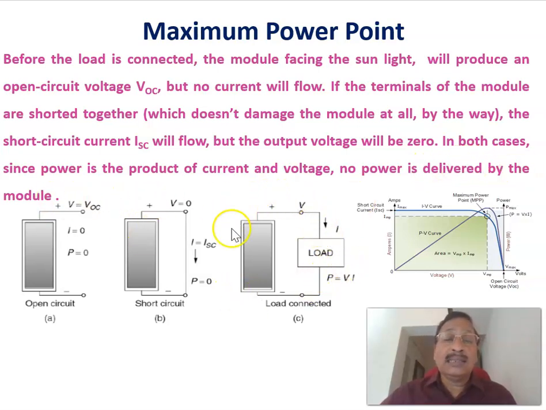Now let us see what happens when a load is connected. Then the current and voltage will be increasing, and that reaches a maximum power, called P max, and then again it reduces and reaches zero power. So this is the PV curve, and the power corresponding to this point we call the maximum power, the voltage corresponding to that is called VMP, and this is called IMP.